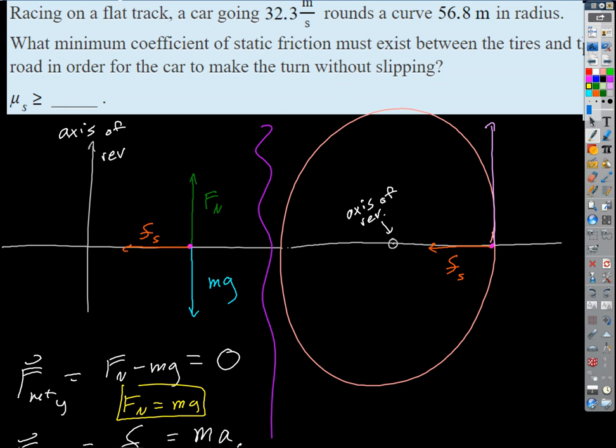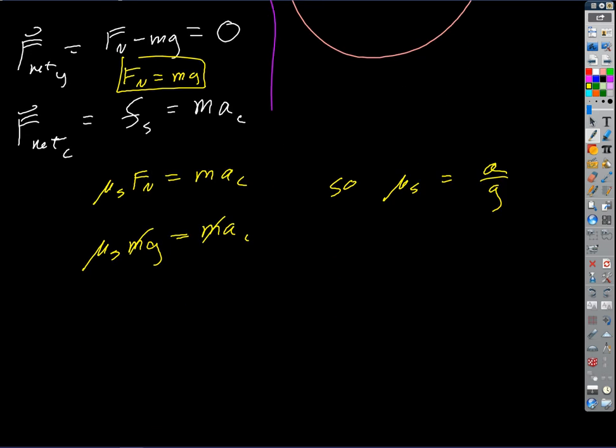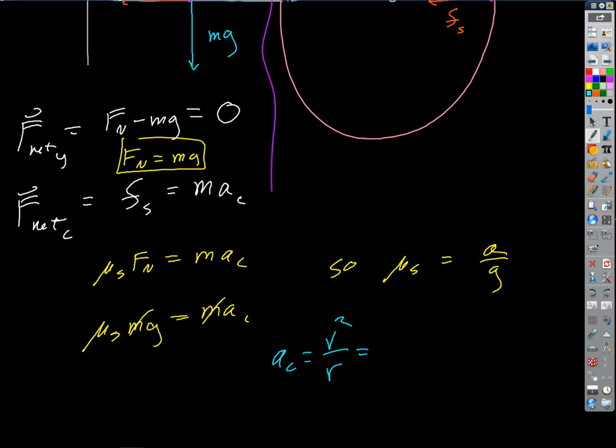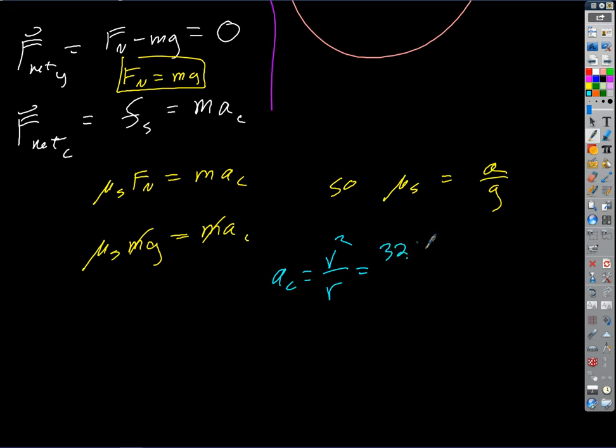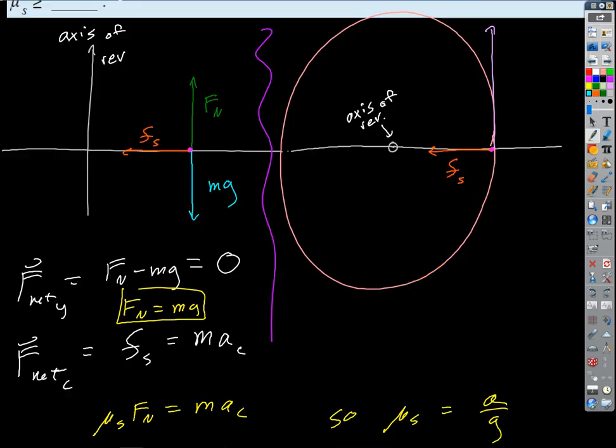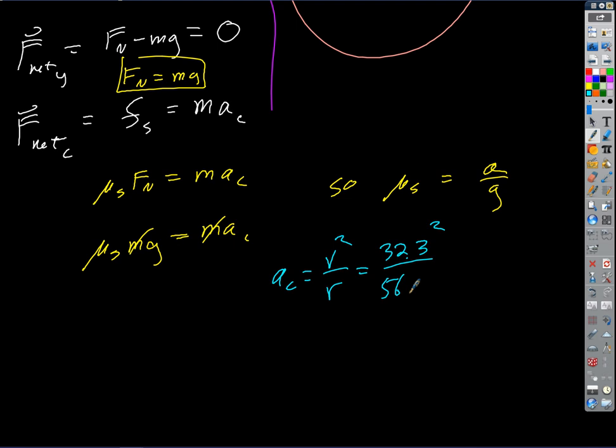So we could calculate a, and we're going to go back to this equation in a second. I've got a little question for you. But if we calculate a, what was v again? It was 32.3 over 56.8, was it? So what's that roughly equal to?